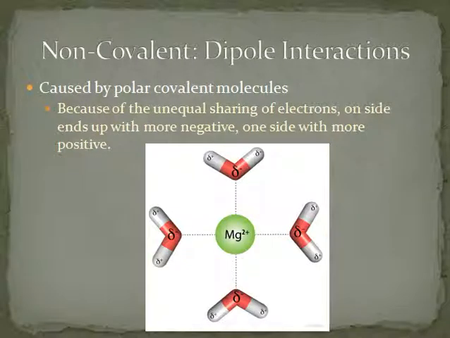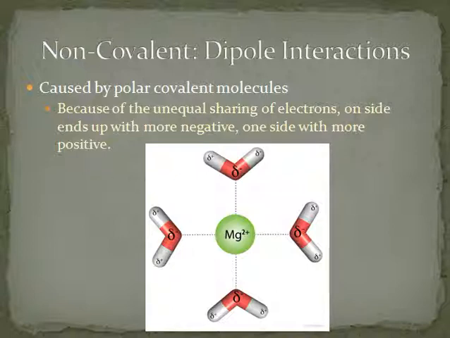The next type of non-covalent interaction is dipole interactions. Now these happen because of polar covalent molecules, but are not the same thing as polar covalent molecules. We could technically say that it's because of the unequal sharing of electrons. One side ends up more negative, one side ends up more positive.